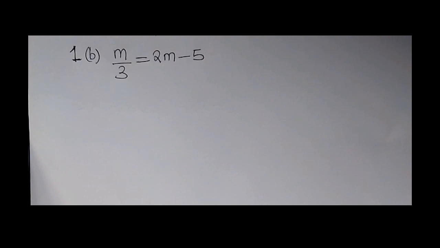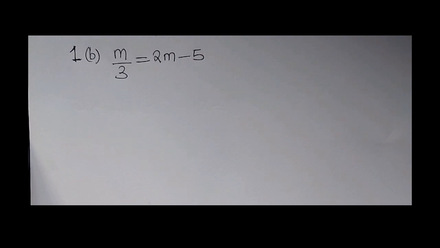Question 1b reads, solve the equation m over 3 equals 2m minus 5. There are many ways of working out this equation, and in this video I'll just show two ways which are almost similar in the way we're going to start in each of them.